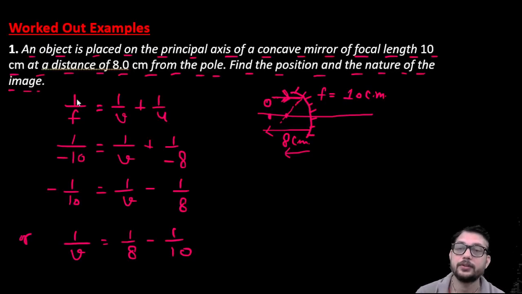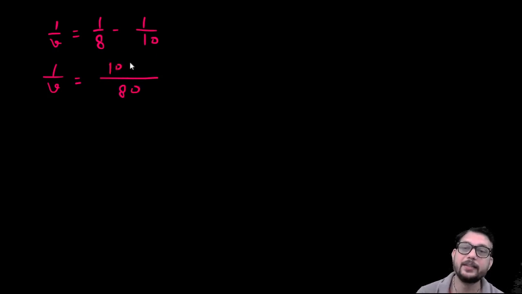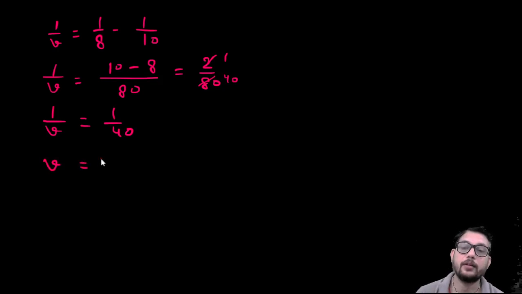Now what? 1/v equals 1/8 minus 1/10. So 1/v, let's suppose the LCM is 80. So it will be 10 minus 8, which can be written as 2/80 or 1/40. So 1/v equals 1/40, or v equals 40 centimeter. So this is basically the position of the image formed.